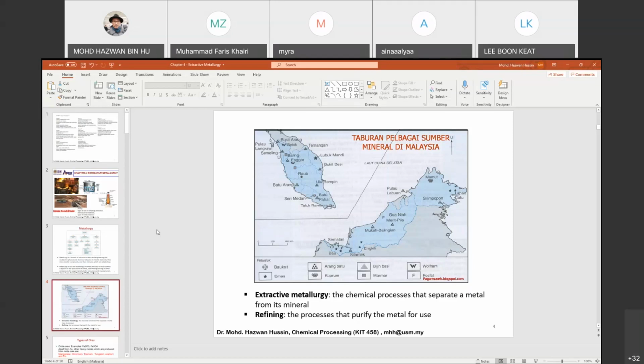Okay, but unfortunately, I didn't see anything in Penang. So those of you coming from Penang, maybe we are not sure what kinds of minerals we have here. Maybe just jeruk pala, I guess. Alright.